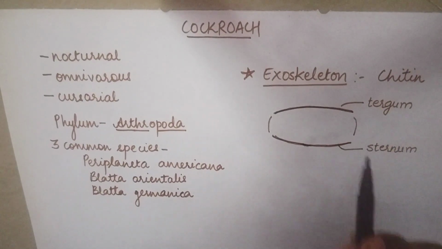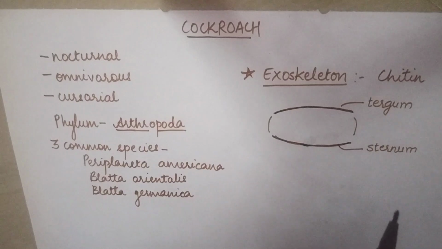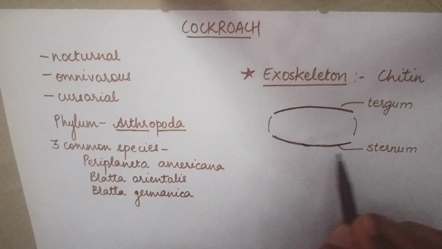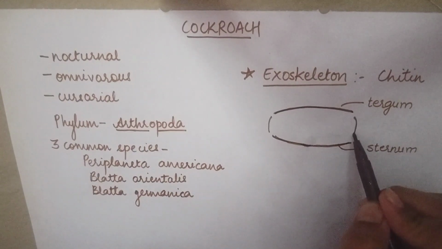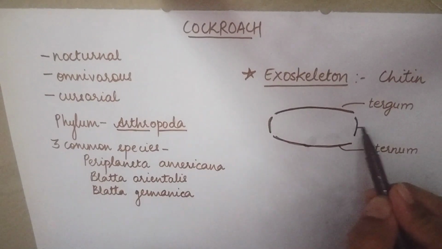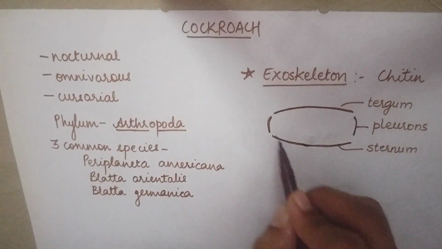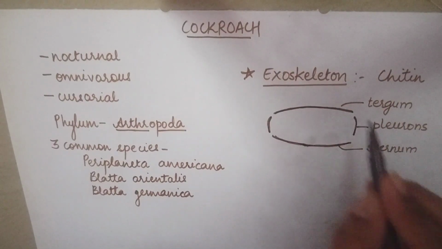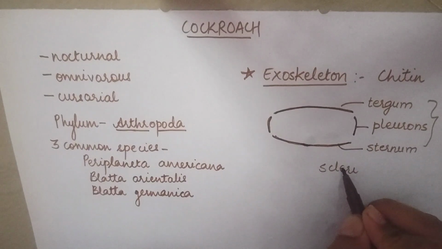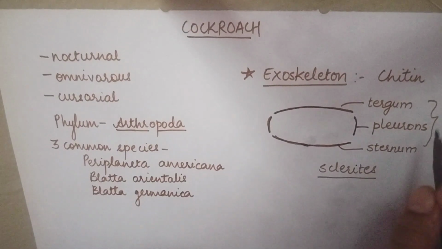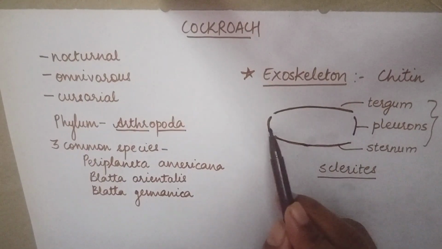Very easy to remember. Even in humans, on the ventral side we have the sternum, right? So just like that, remember, in case of cockroach, the ventral side chitin plate is sternum, the dorsal side chitin plate is tergum. The lateral chitinous plates are called pleurons. So all four chitinous plates, the two pleurons, the tergum and the sternum, together are called sclerites. Dorsal tergum, ventral sternum and lateral pleurons.